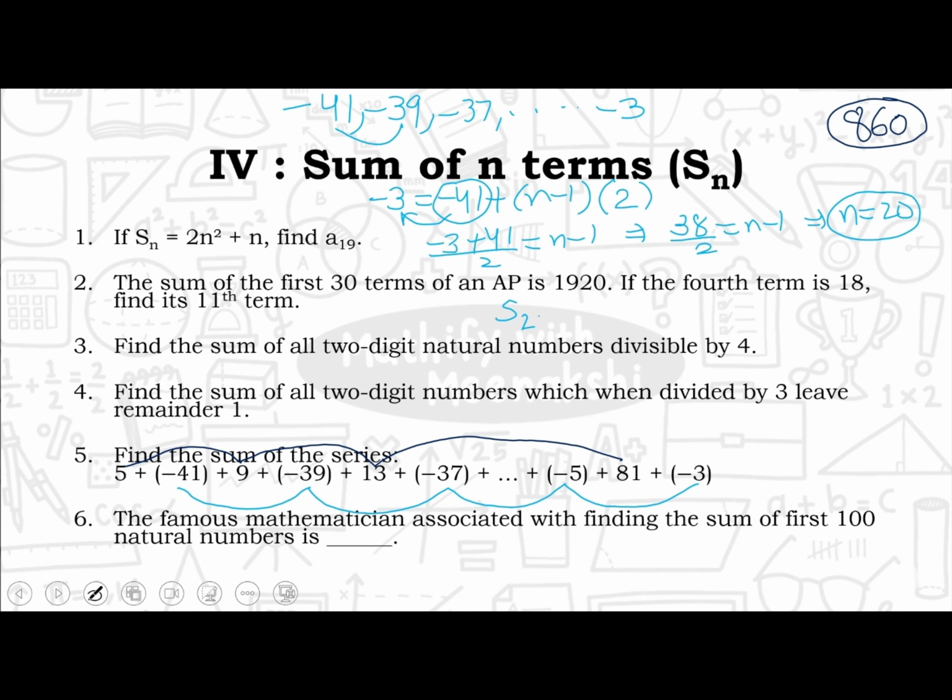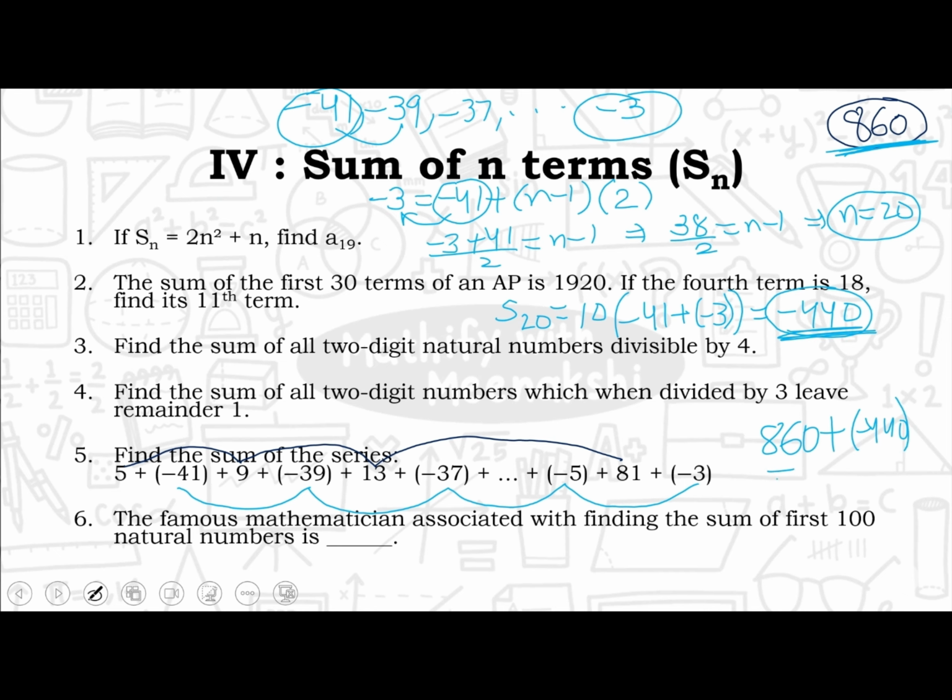So again we have to find the sum for 20 terms. So let's find S20, that is 20 by 2, 10 into the sum of first and last term. First is minus 41 and last is minus 3. So minus 41 plus minus 3, that you can write minus 44. So minus 44 into 10 is minus 440. This was the answer for positive terms and this is the answer for negative terms, sum. So for total sum, you will simply add them, that is 860 plus minus 440. So your final answer is plus minus minus, so you will simply subtract. Your final answer is 420. If this type of question will come, it will come for a 3 to 4 marker.